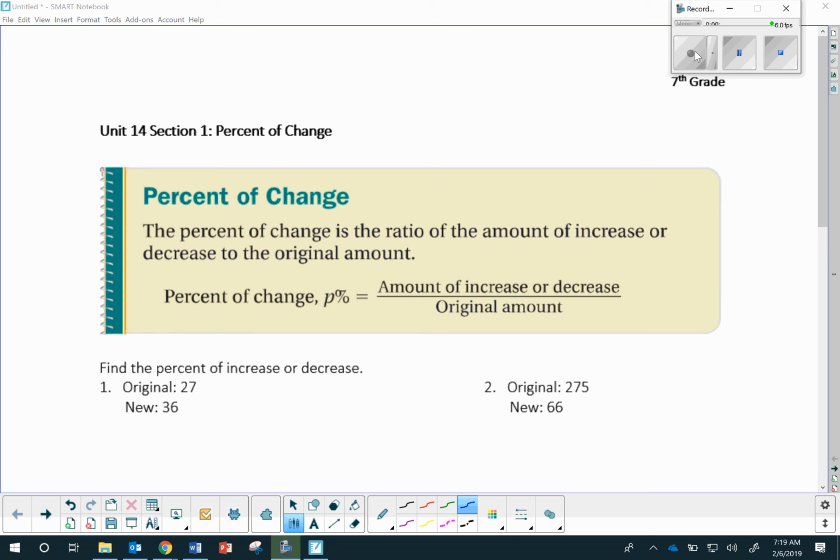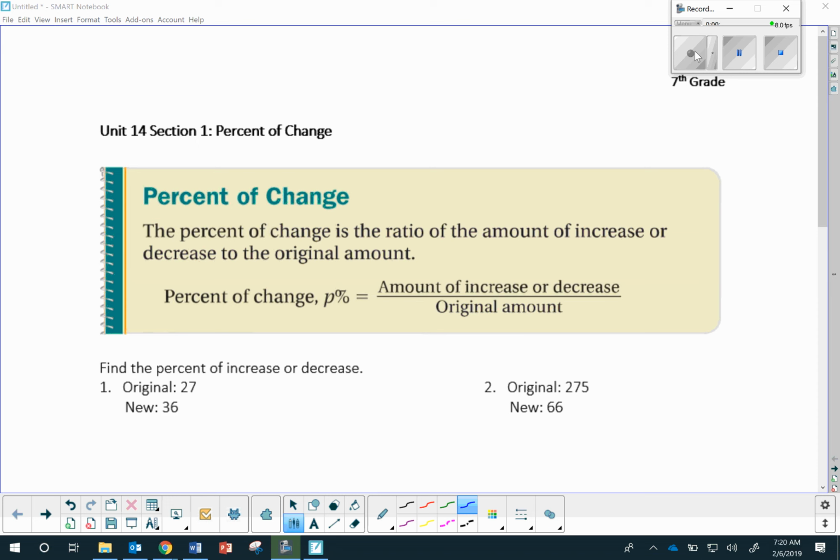Okay, we are going to start Unit 14, Section 1. And in this unit, we're going to be talking about percent of change and percent applications. So learning to calculate things such as tax, sales tax, tips at restaurants, looking at how companies may mark up or discount items. So that's really what this unit's about.